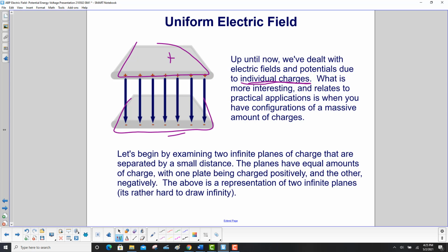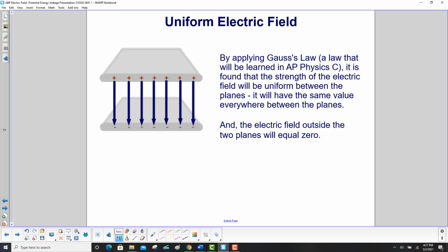being charged negatively. The above is a representation of two infinite planes. It's rather hard to draw infinity. By applying Gauss's law, a law that will be learned in AP Physics C, it is found that the strength of the electric field will be uniform between the planes. It will have the same value everywhere between them. And the electric field outside the planes will be zero.